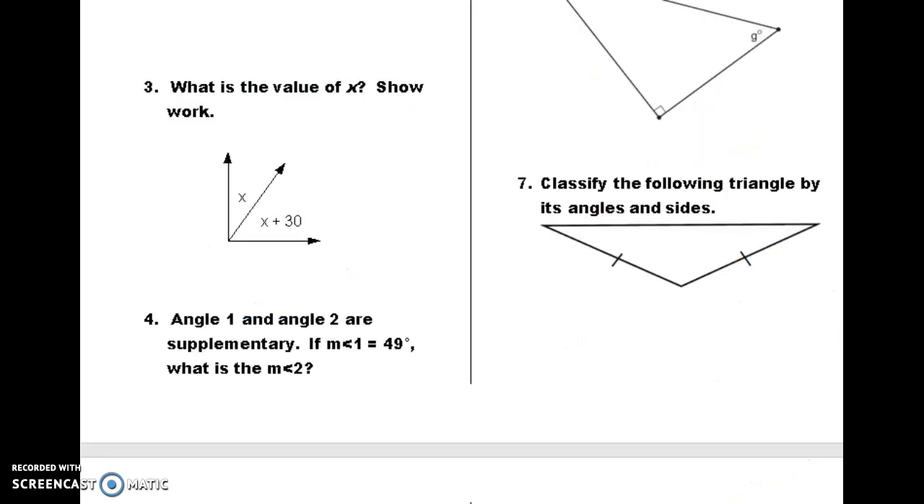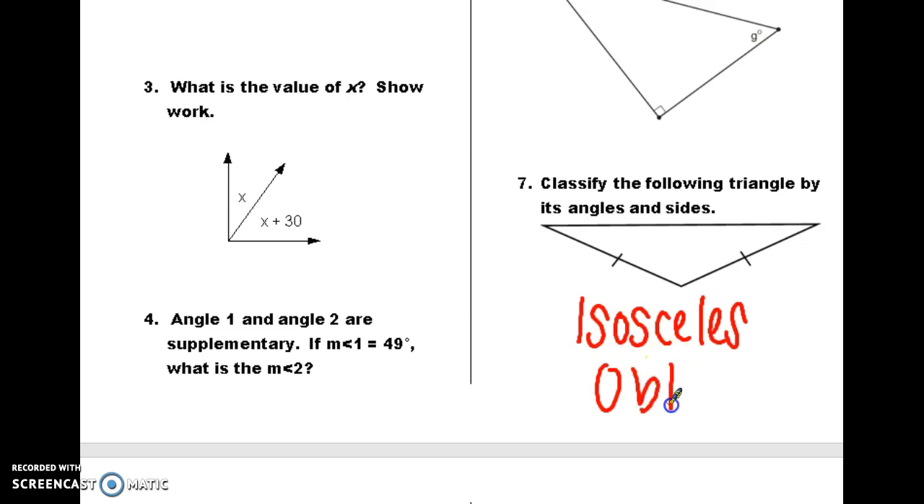Classify the following triangle by its angles and its sides. So this little tally means that 2 sides are congruent, 2 sides are equal, so that is isosceles. And this angle is bigger than 90 degrees, so it is obtuse. You have to classify by the angle and by the side.